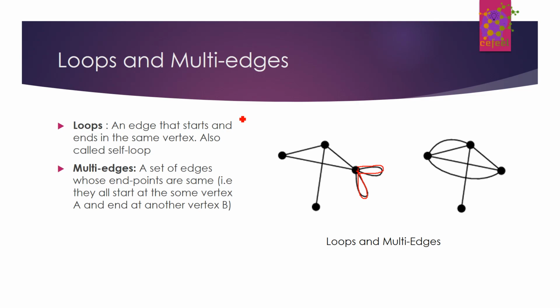A multi-edge, or multi-edges, are a set of edges that start and end at the same vertices. So if we take this vertex and this vertex, you can see there is an edge going here, there is also an edge going here. So basically there are multiple edges connecting the same pair of vertices. In the normal sense, when we say graph, we say the graph doesn't have loops or multiple edges. In fact, a graph that has multiple edges is sometimes also called a multi-graph.